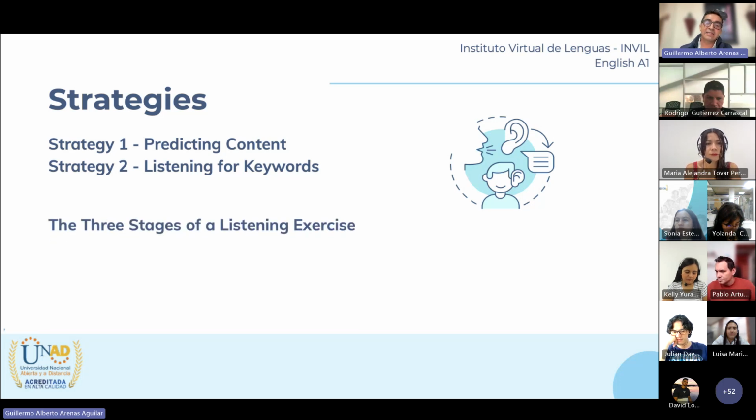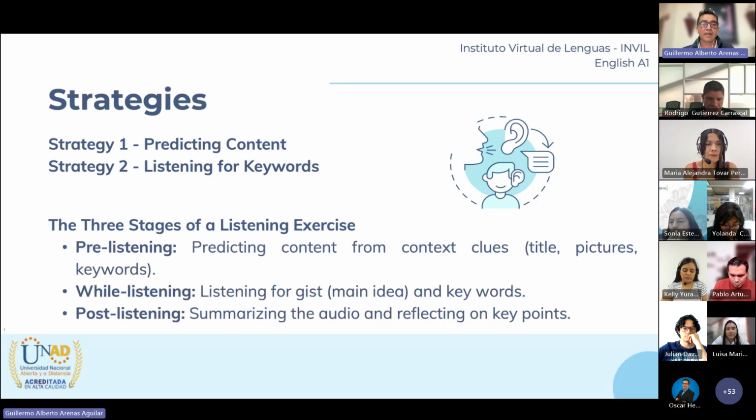In every listening process, according to studies, I'm not going to mention the authors right here, not necessary, there are 3 stages usually. Okay, they do a pre-listening part where they predict the content from the context, the clues, the title, the pictures, the keywords. So you can present this to them. We're going to do a pre-listening exercise.